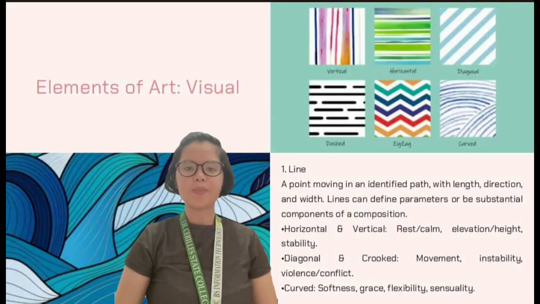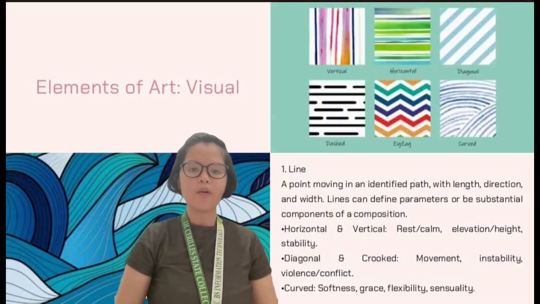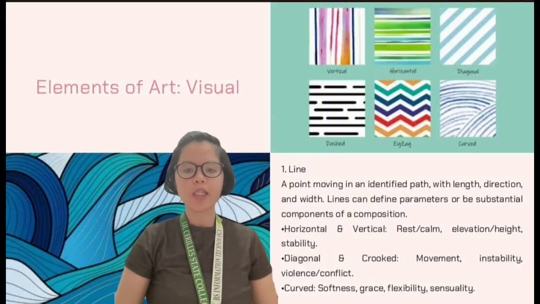These slides explain that these are the fundamental building blocks of any artwork, something that is inherent in its nature. These elements are created when a technique is applied to the medium. The first element we'll focus on is line. A line can be described as a point moving along an identified path with aspects like length, direction, and width. Lines help define the parameters or major parts of our composition.